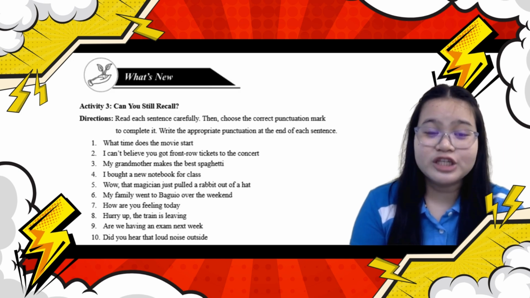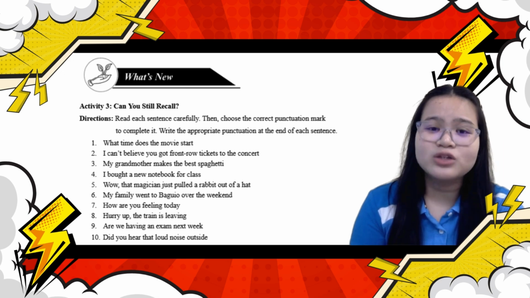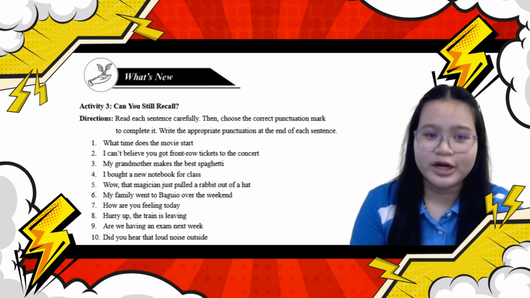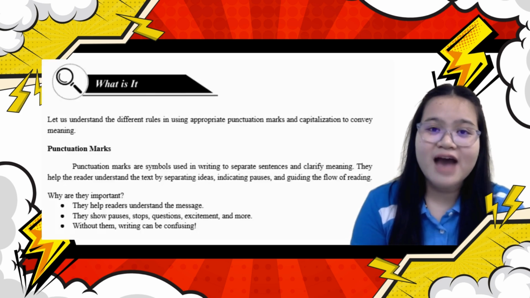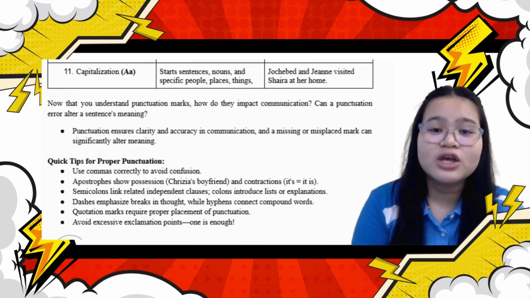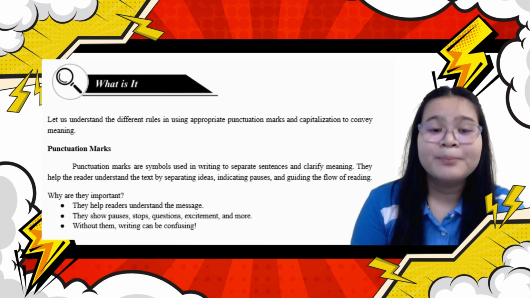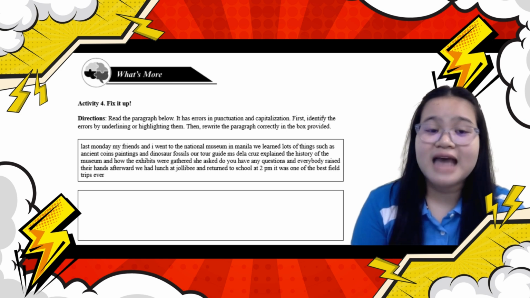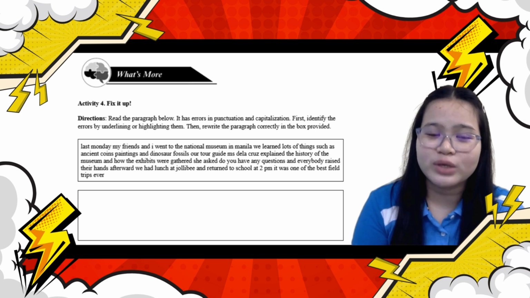For our Activity number 3, this is where the learners supply the appropriate punctuation at the end of each sentence, a quick and focused practice on sentence-ending marks. After this, we have the lesson proper. It defines punctuation marks, rules, and functions with examples. Activity number 4 is titled Fix It All. This is an editing task where learners correct a paragraph riddled with errors in punctuation and capitalization.